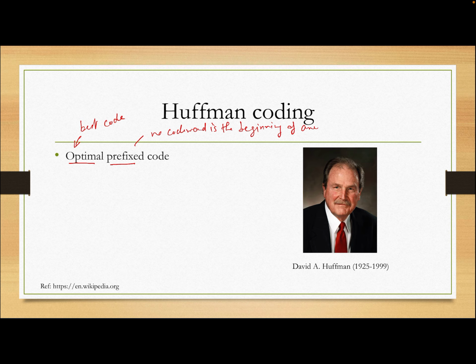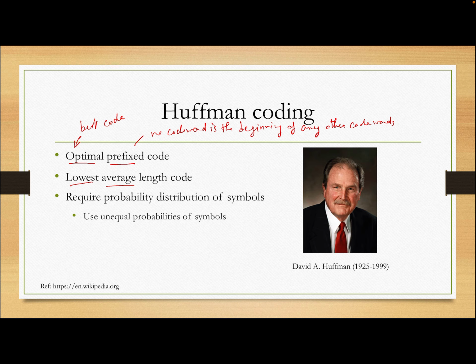Prefix code means that no code word is the beginning of any other code word. By being a prefix code, the code word can be decoded instantaneously. We will see in the examples. It can decode immediately after it has received the bits for that alphabet or those symbols.